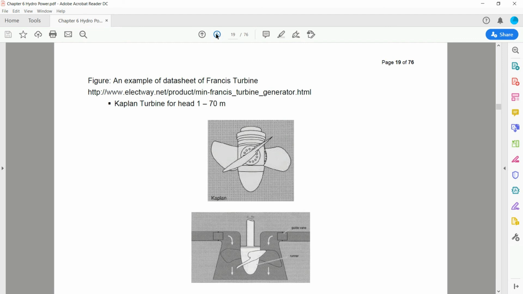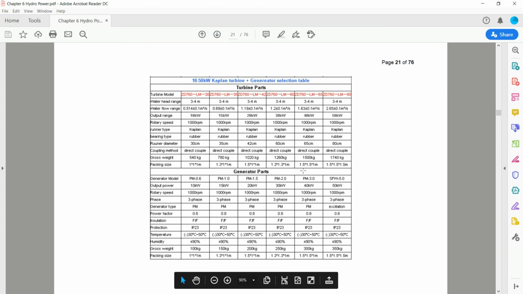So another example, this is the Kaplan turbine, which is for head 1 to 70 meters. Okay. So it will rotate because of the direction of the water flow, the water level, not by the impulse from the water. And here is an example of the type of 10 to 50 kilowatt Kaplan turbine with different output ranges and also different sizes of the runner.